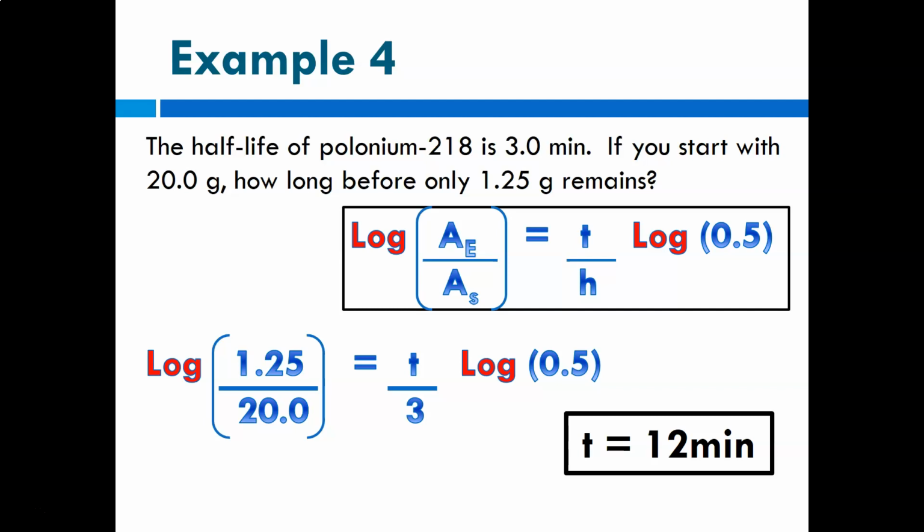Now, since this was a full number of half-lives, since a full half-life passed each time, you could have just said 20 divided by 2, divided by 2, divided by 2. You could have just done that over and over until you got to 1.25. The problem is that won't always work. We don't always have nice perfect numbers. That's why the equation is nice, because you'll be able to do this no matter what. Okay.